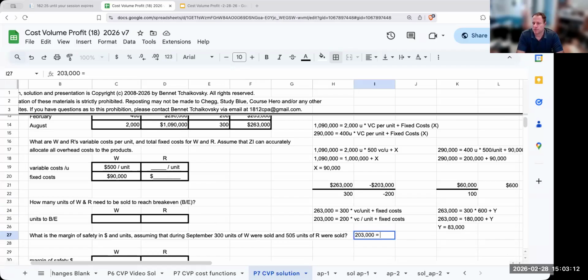203,000 is equal to, which is at the lower level of the production, 600 times 200 units plus 83,000, which are my fixed costs. So 203,000 is going to be equal to 120,000 plus 83,000. So right over here, my variable costs per unit are going to be 600 per unit. And then over here, my fixed costs are going to be 83,000.